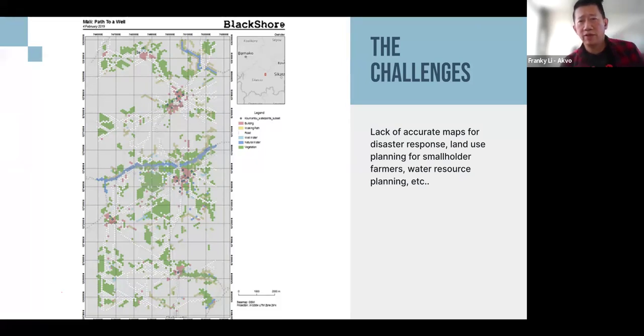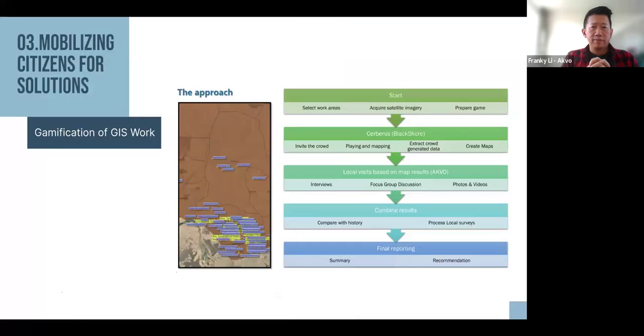And so we've been involved in a very nice initiative that makes it easier for citizens to help in developing maps for their own area. So let's go to the next slide.